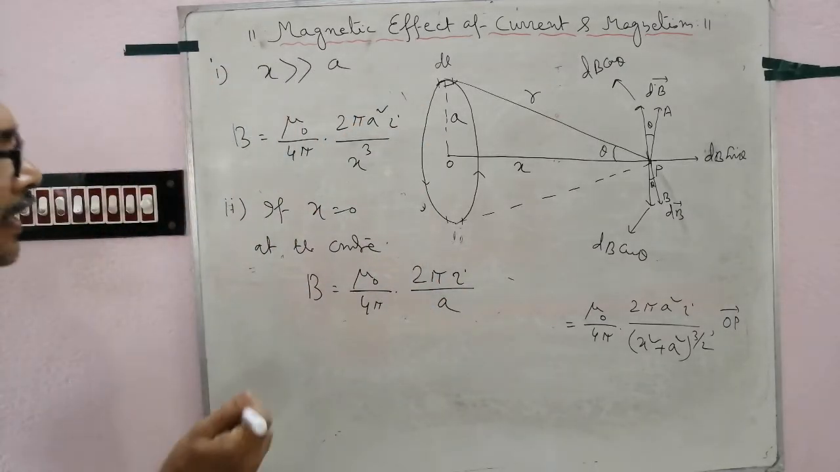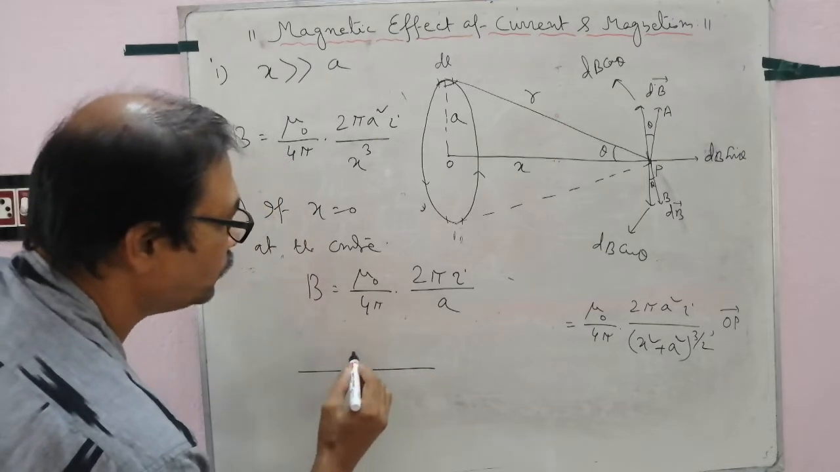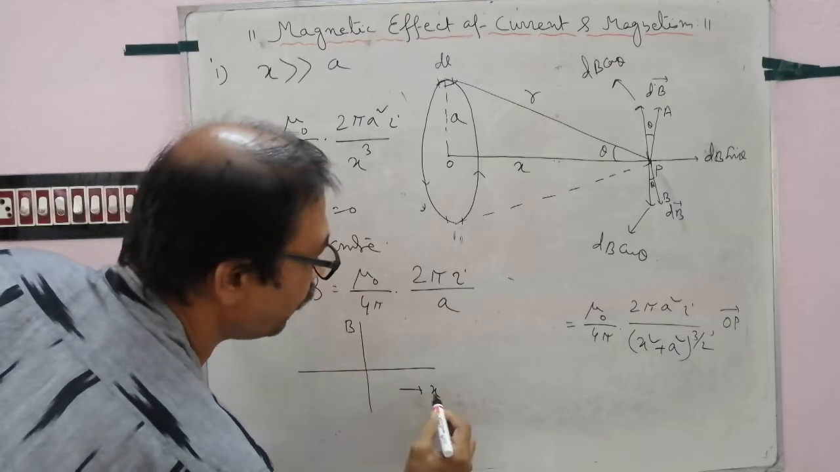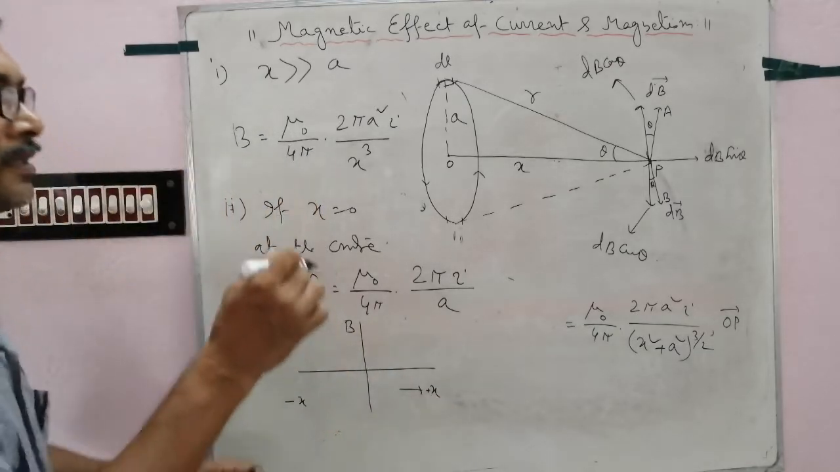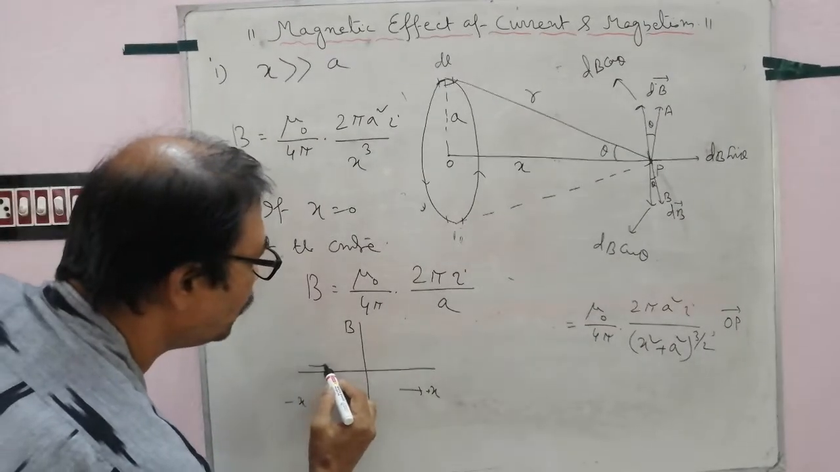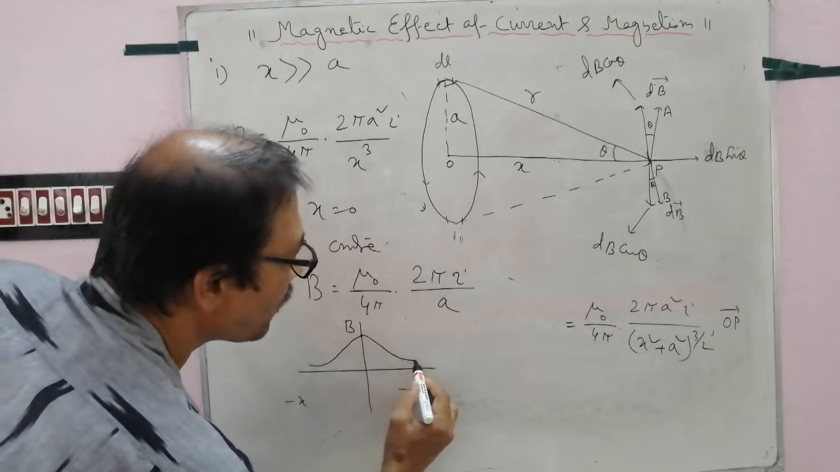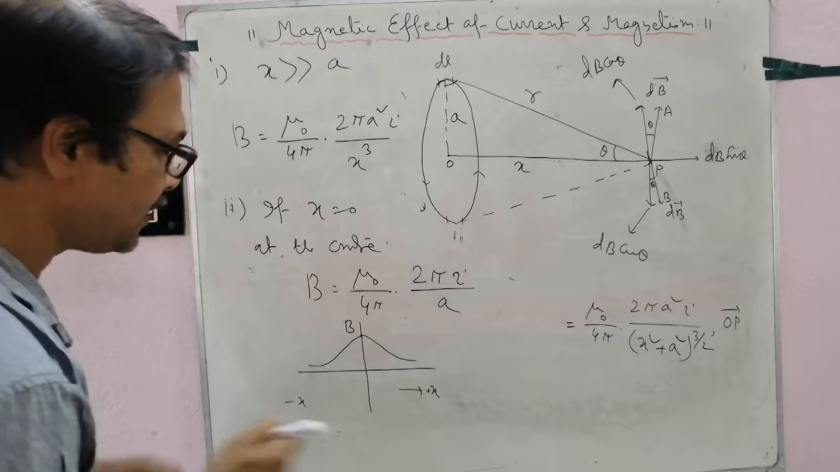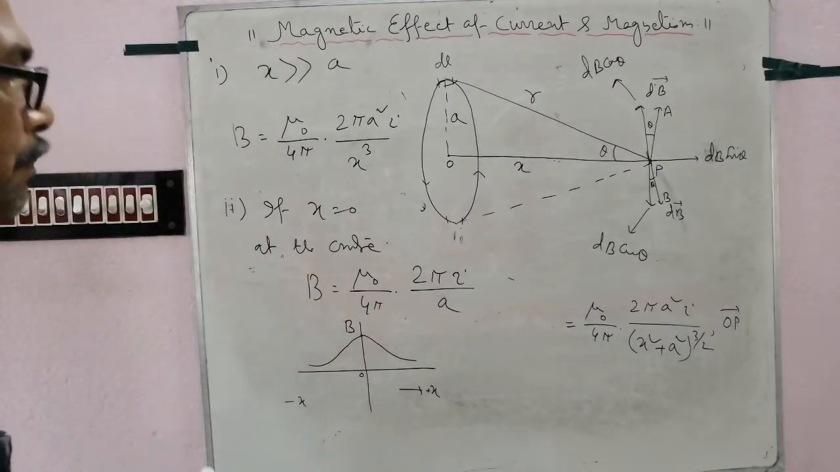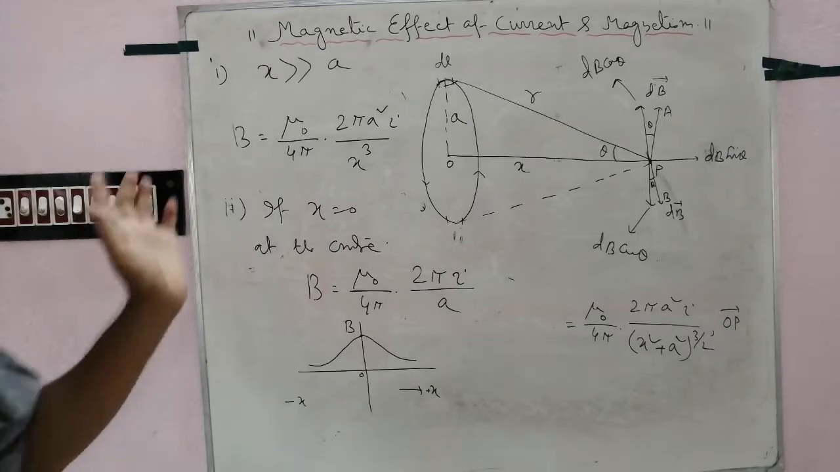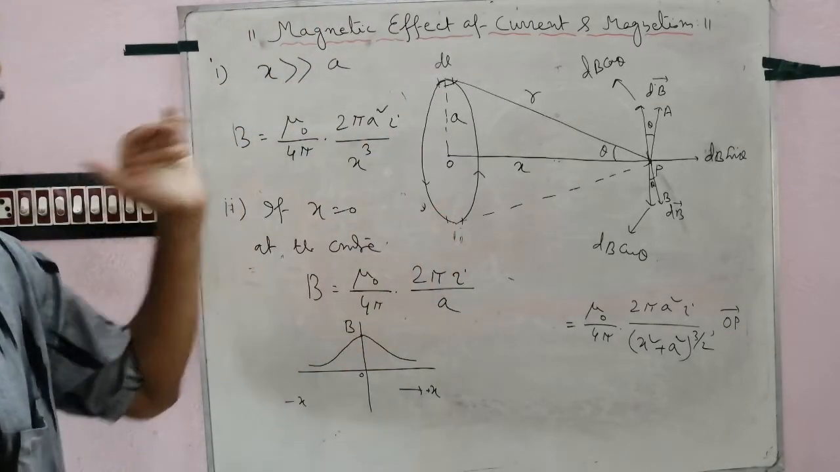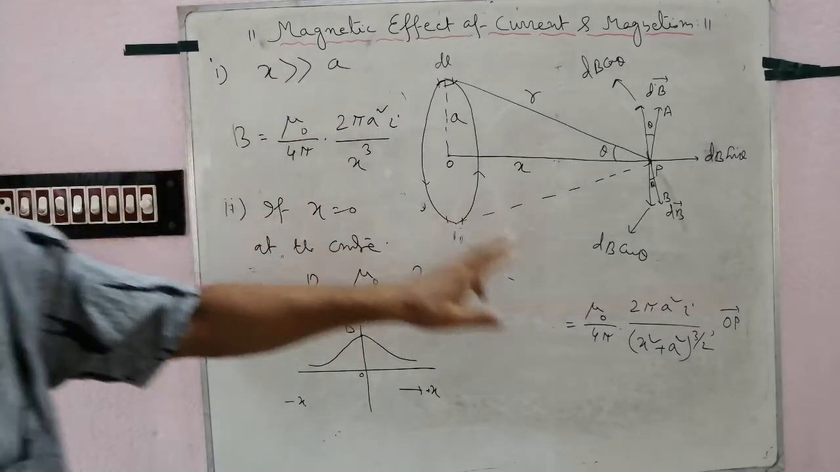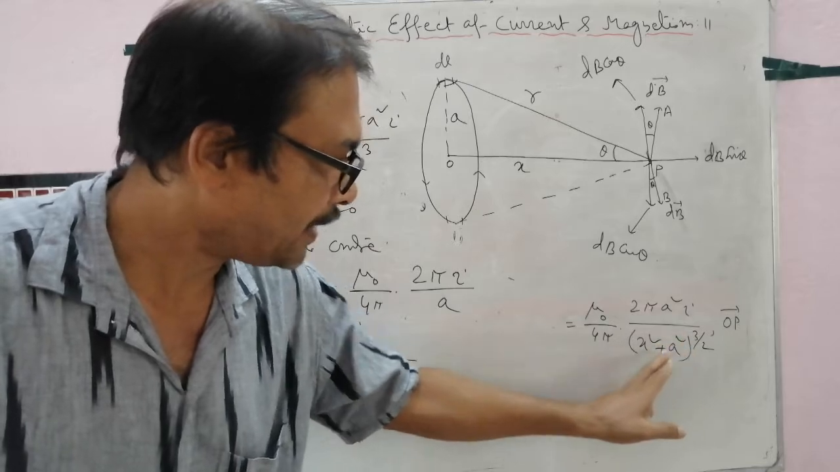Now if we draw a graph, follow, this is B and this is positive x, this is negative x, this is the part inside. With the increase of x, the magnetic field decreases. At the center, the magnetic field is maximum. Clear? This is the graphical representation of the magnetic field versus distance of a circular coil, on the axis at any point, at the center and any point. When x is greater than a, we neglect a square, so the final result is x cube.